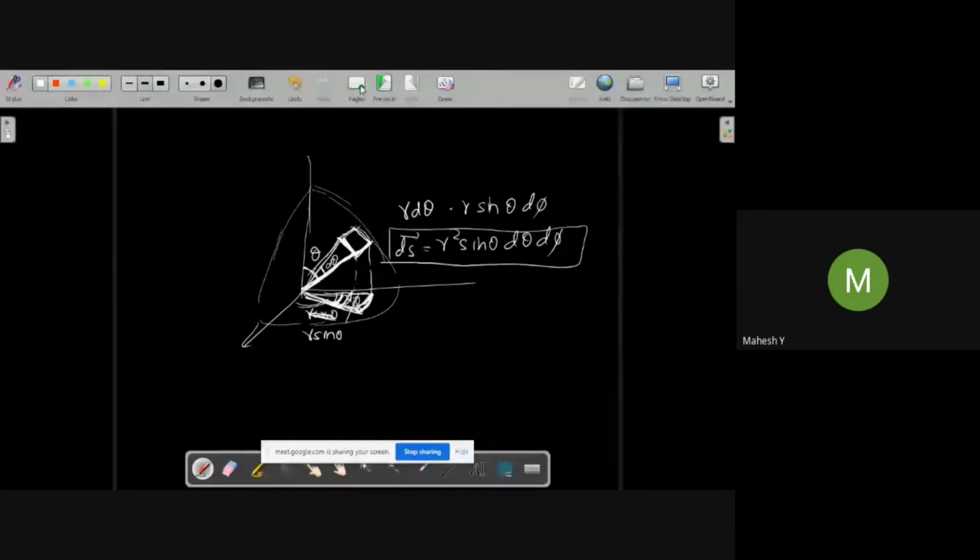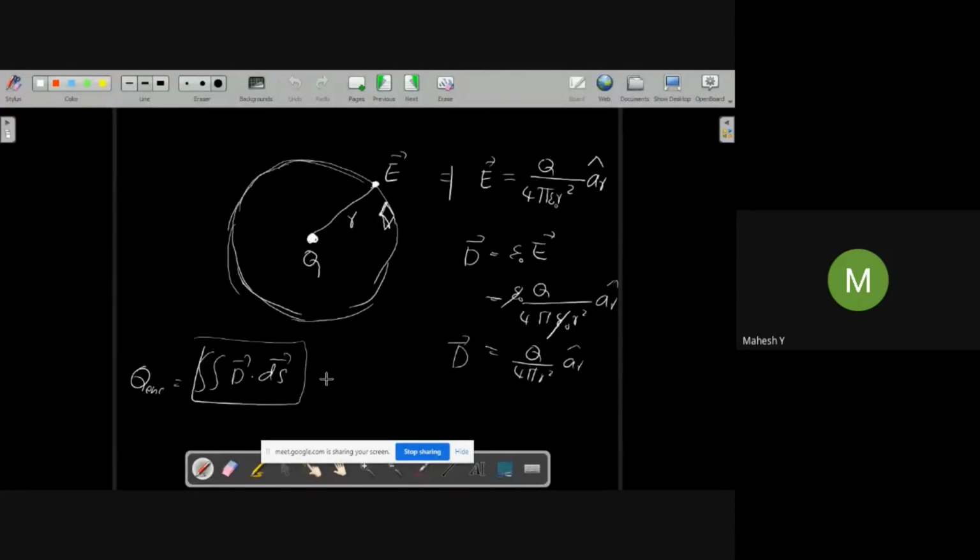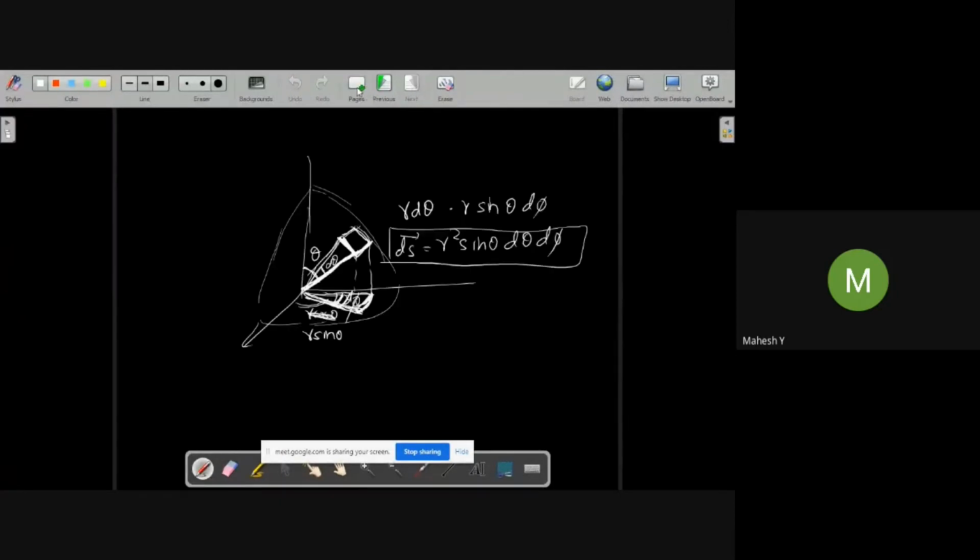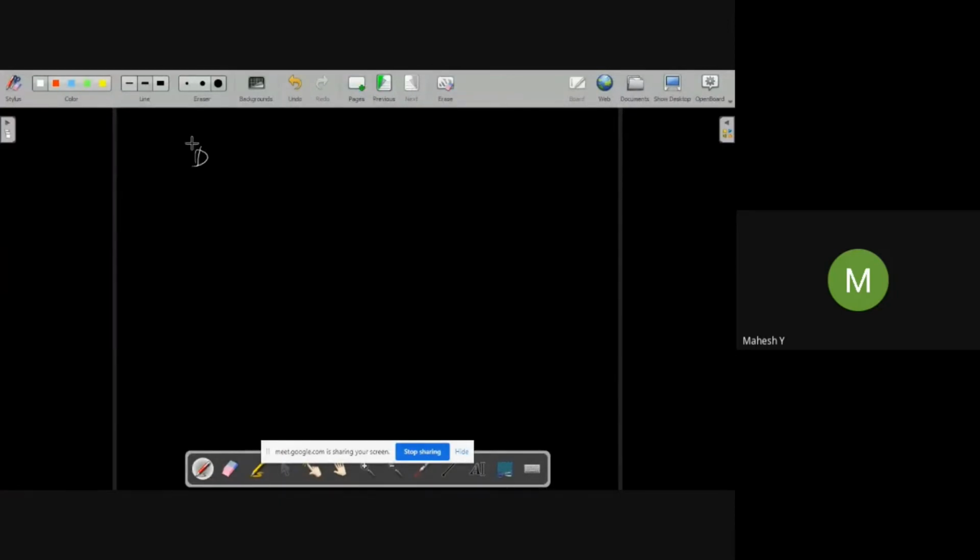Now substitute this in the previous expression. So D dot dS is what we have to find. So we got D is equal to Q by 4 pi r square ar cap, and dS is equal to r square sin theta d theta d phi. Okay. So what do we have to do?